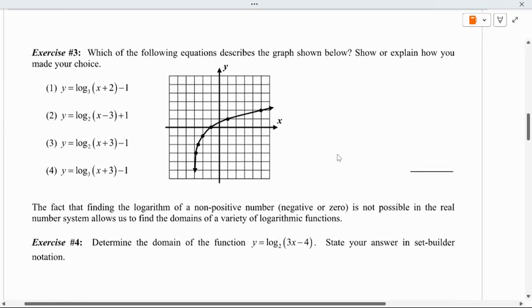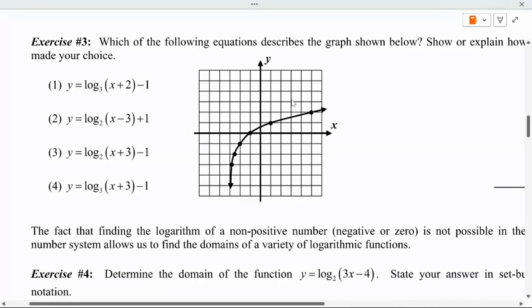Alrighty. Question number 3 says, which of the following equations describes the graph below? Hopefully we remember that log functions can never be negative. So I'm just sketching a log function right here. Do you guys see that in green? I'm just sketching a log function. So if I think about transformations, you with us, Kane?